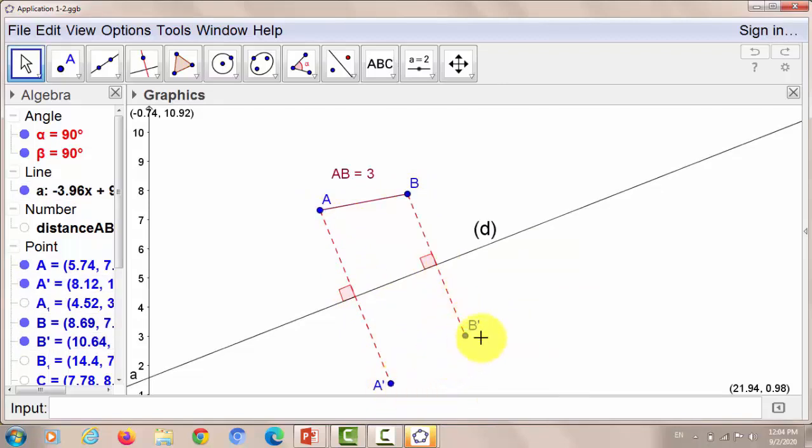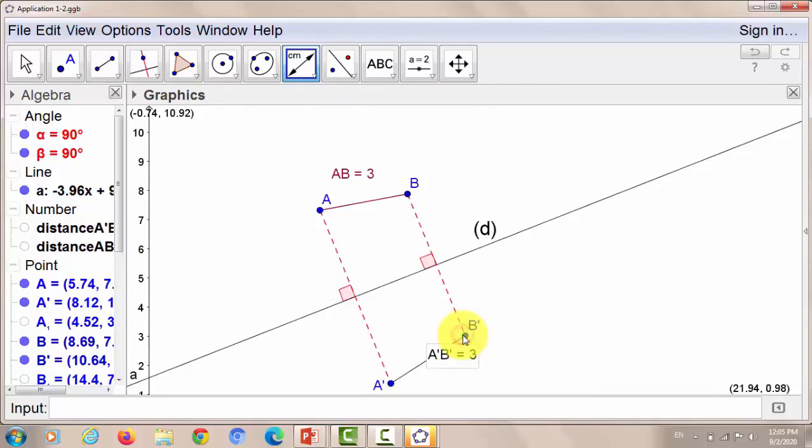Now I will match segment A prime B prime, and I will measure it. I will take segment A prime B prime, and I will measure this segment. Look here, my students, A prime B prime equal 3 cm as segment AB. So we can conclude that axial symmetry conserves the distance.